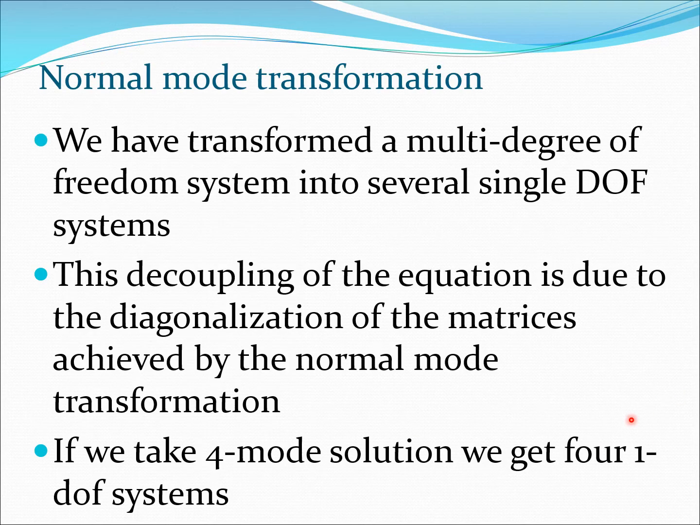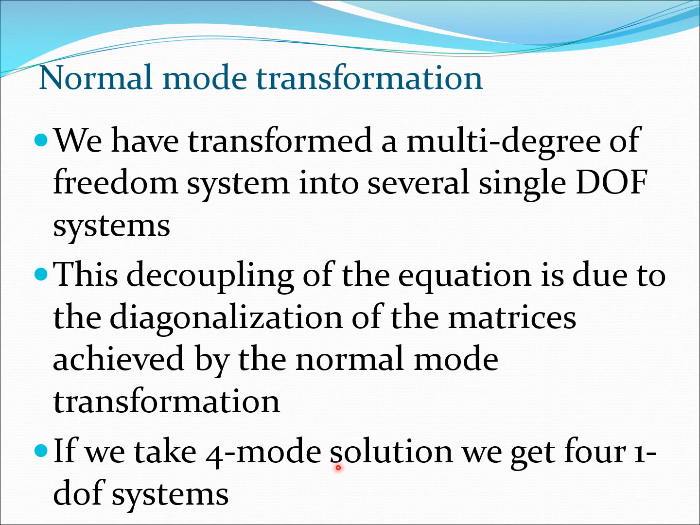So this is so important that I have taken a slide to write it down, because you must remember this fact permanently. We have transformed a multi-degree of freedom system into several single degree of freedom systems. This decoupling of the equation is due to the diagonalization of the matrices, which has been achieved by normal mode transformation. So that is the mathematics which is happening here, that the phi transpose M phi, the phi transpose K phi are essentially coming out as diagonal matrices.